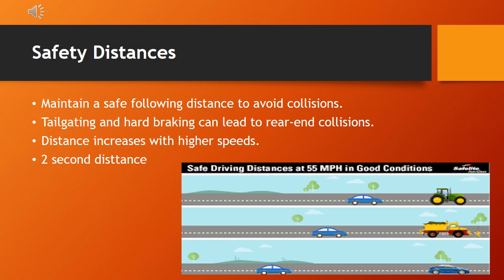Drivers can easily determine the 2-second following distance by selecting a stationary object or marker on the road, such as a sign or a tree. Once the vehicle ahead passes that marker, they should start counting the seconds it takes for their own vehicle to reach the same point. If it's less than 2 seconds, they should increase their following distance to ensure they have adequate space to react to any potential hazards. This simple method helps drivers maintain a safe gap between vehicles and minimize the risk of accidents on the road.